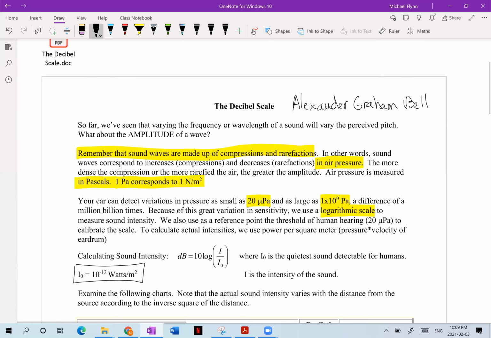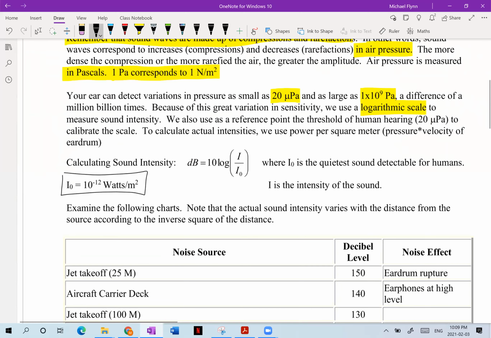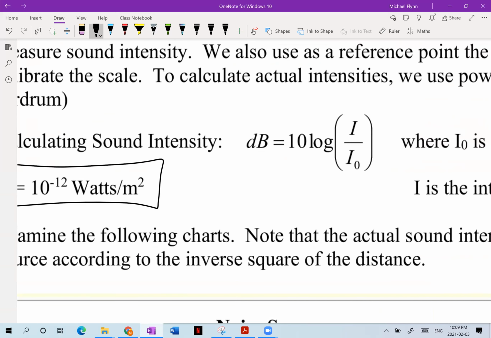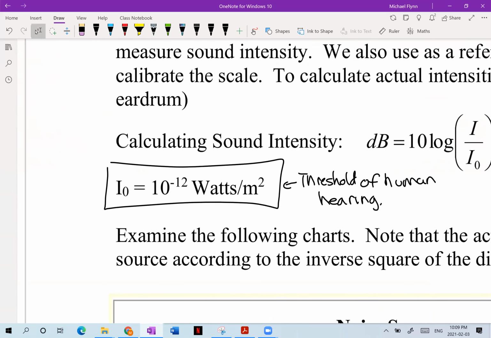Now that happens to be the quietest sound that your ear can hear. So this is called the threshold of human hearing. You can't hear quieter sounds than that. That is the softest sound your ear could possibly hear. So that is a special number for humans.